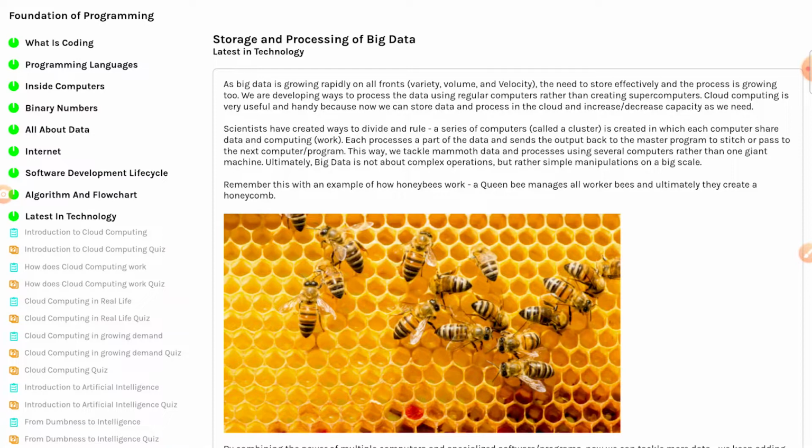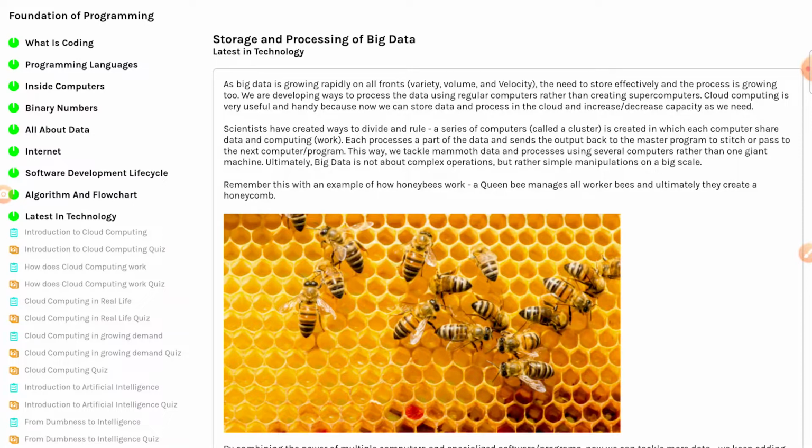Now, what is important is, now that we have data, what do we want to do with the data? We have to find useful information out of it. In order to do that, we have to process the data. Now, for one computer, it is very hard to load all the data, store all the data, and process all the data.